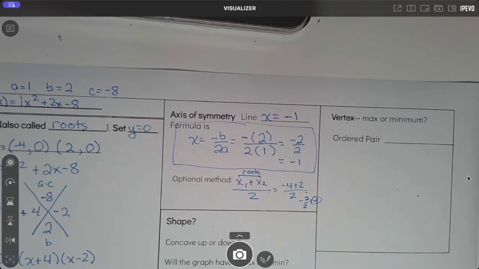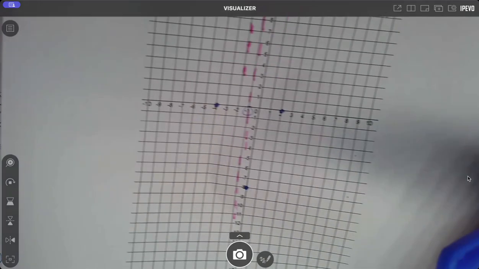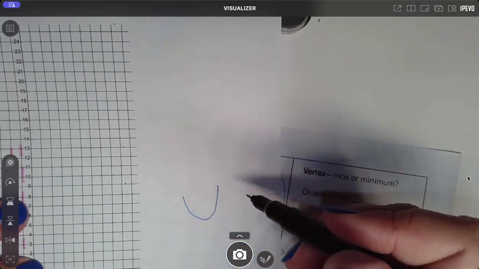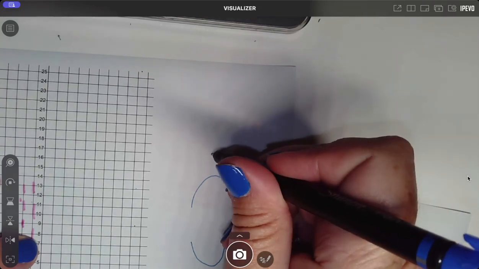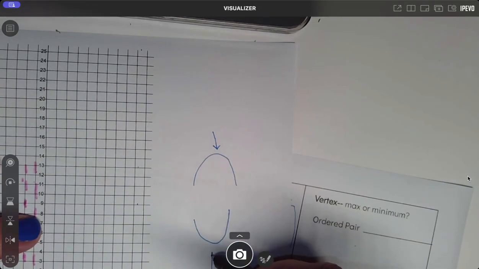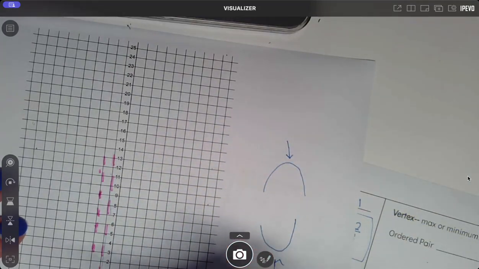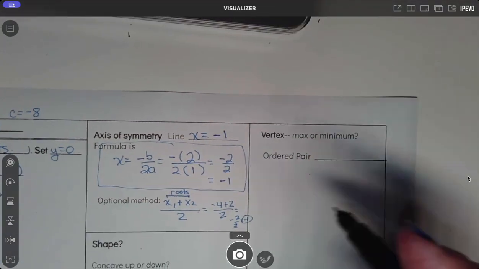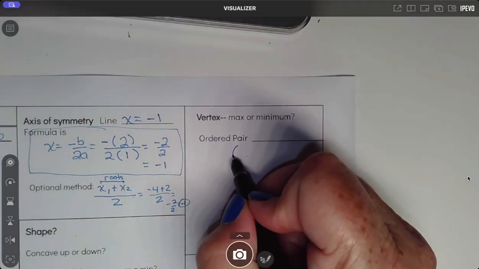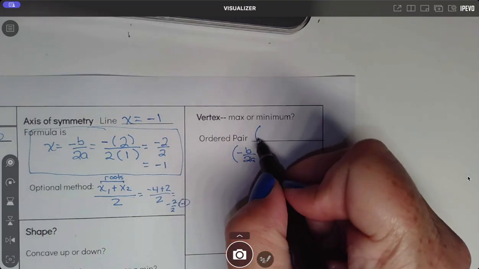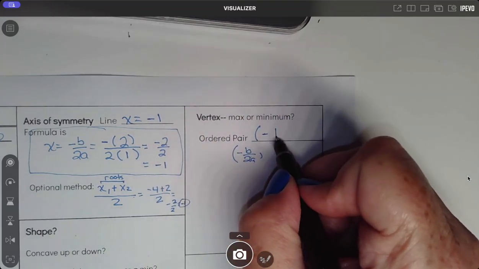So the vertex is the turnaround point on the parabola, right? So our parabola is either going to look like this, or it's going to look like this. And this highest point or this lowest point is what we call the vertex. The one thing we know about the vertex is it's always on the axis of symmetry. So we already know that the x value of our vertex is always going to be whatever we already found for negative b over 2a. So I already know that this is negative 1.